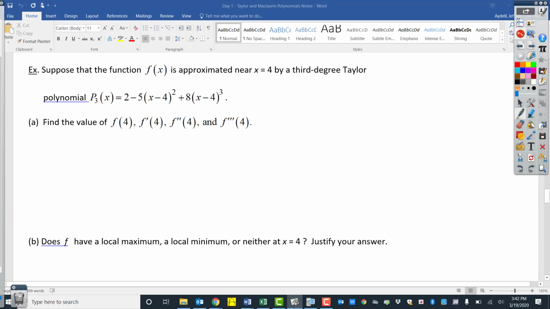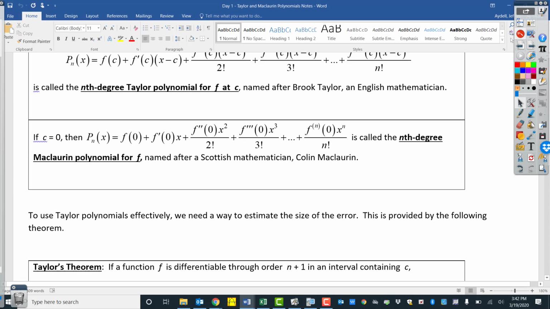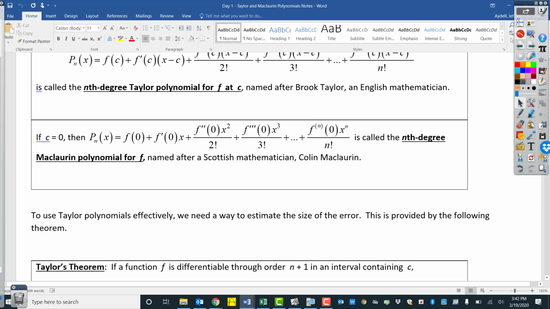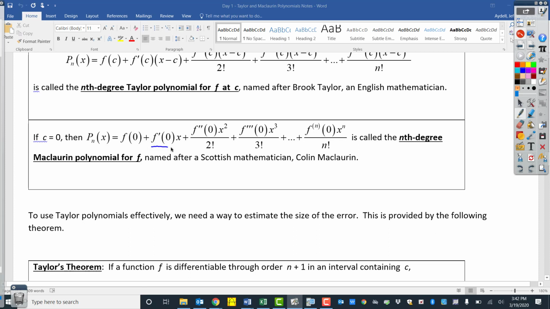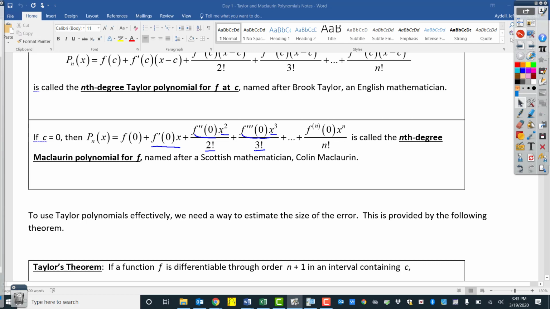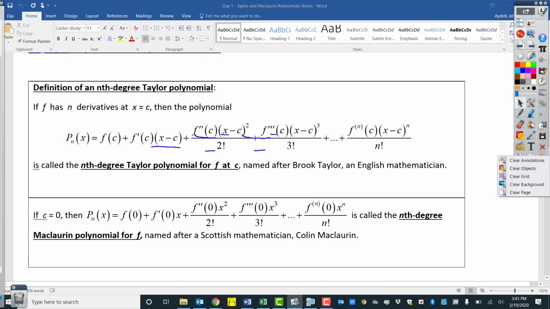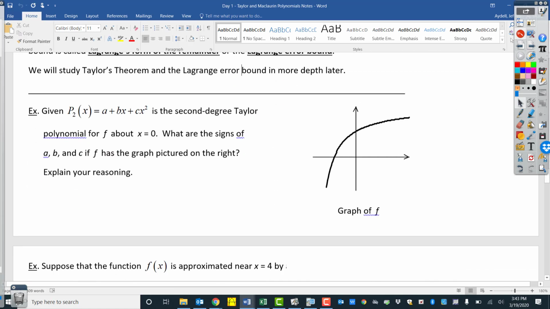Okay, let's look at this. Now, we know from our formula up here that f of 0 is the constant, f prime of 0 goes with x, f double prime of 0 is divided by 2 and goes with x squared, f triple prime of 0 is divided by 3 and goes with x cubed. That's for a Maclaurin. For a Taylor, it's very similar. All that's going to happen is it's going to be combined with x minus c, x minus c, and x minus c. So let's look at what we have in our problem.